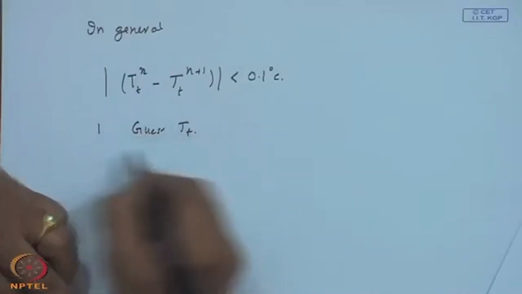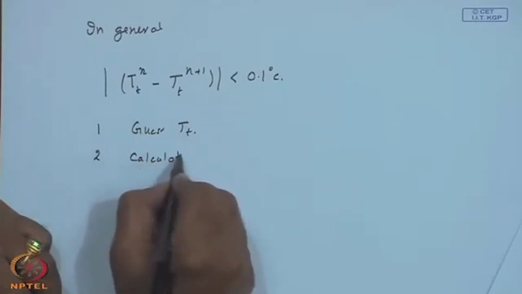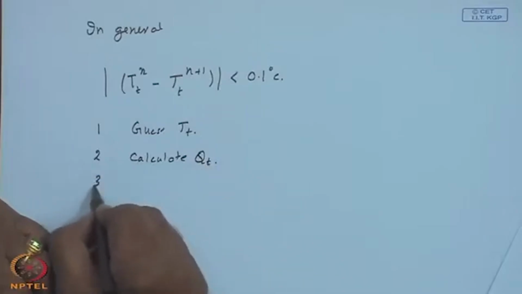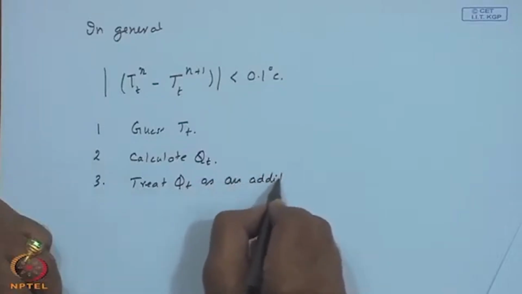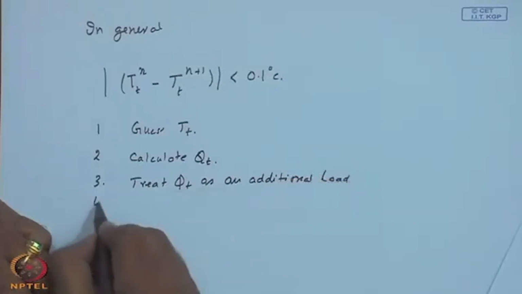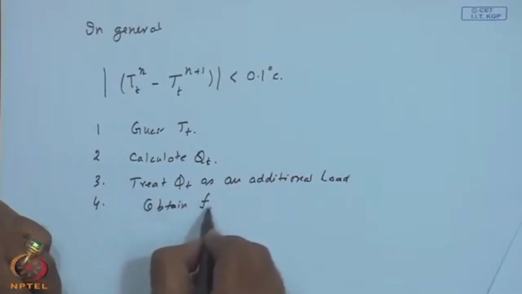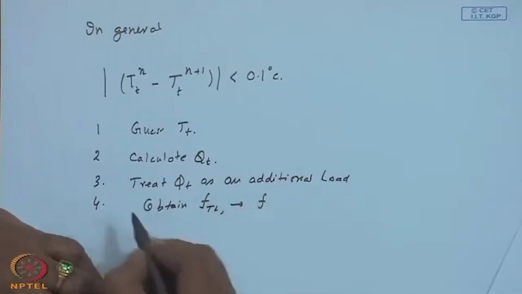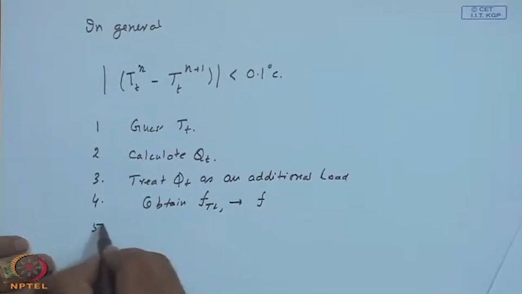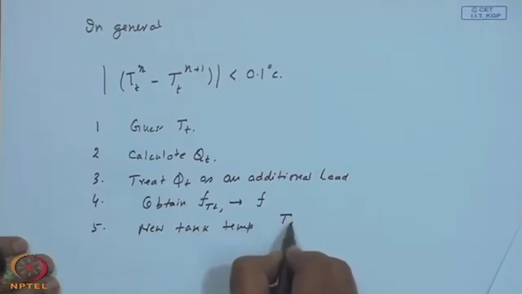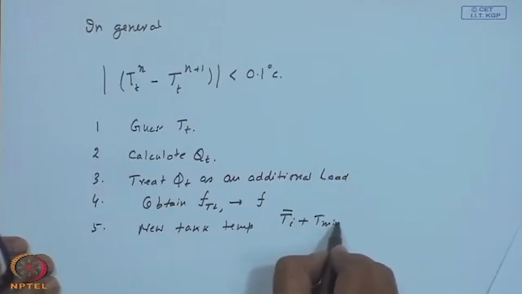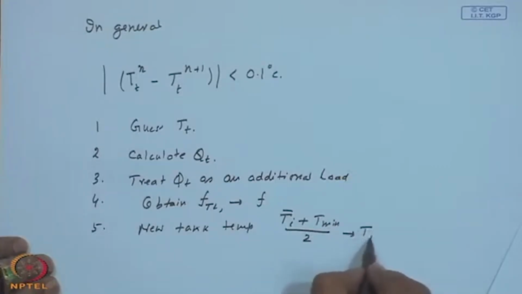So, let me quickly go through this again, step by step. 1, guess T tank. 2, calculate Q tank. 3, treat Q tank as an additional load. 4, obtain F T L inclusive of the tank losses, from which you can calculate F solar in meeting the load on the system, and 5, new tank temperature is T I bar plus T minimum by 2, which may be your T tank 2.